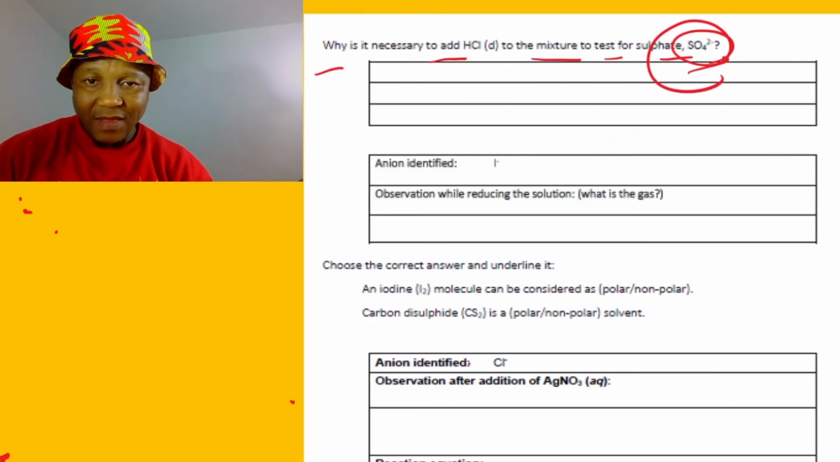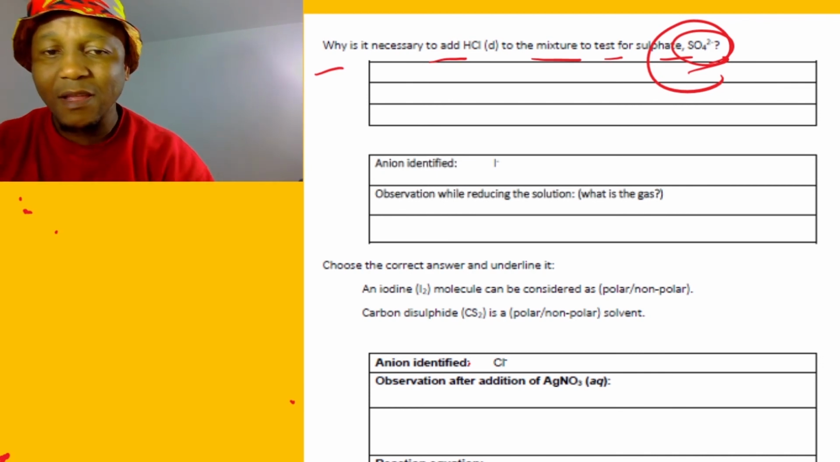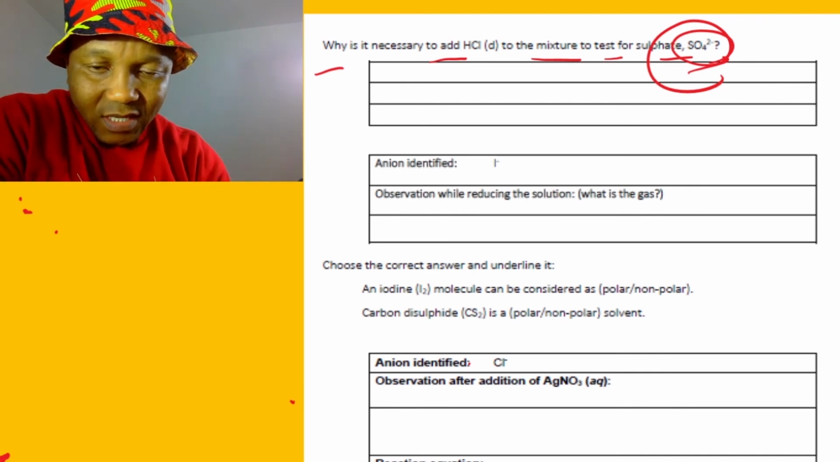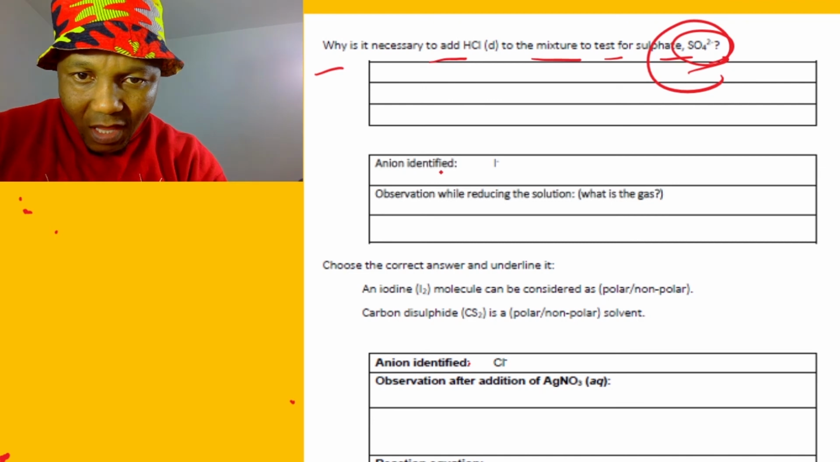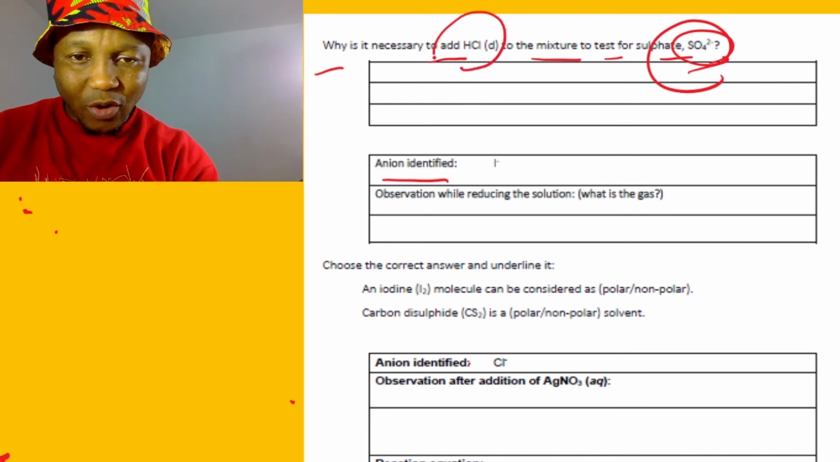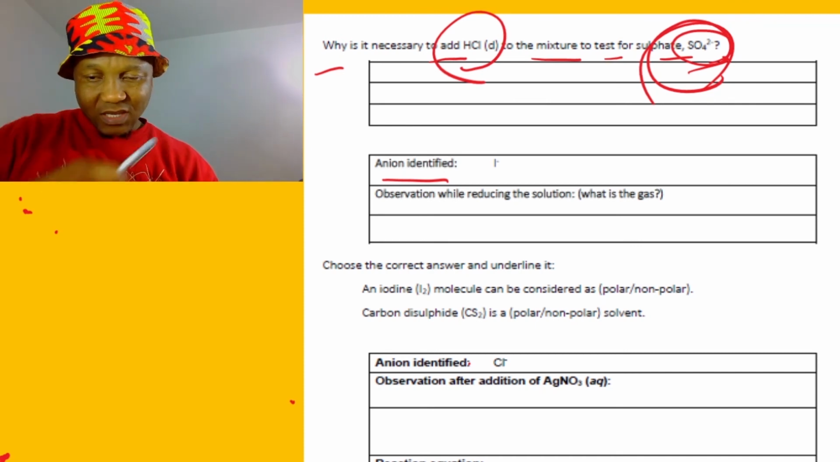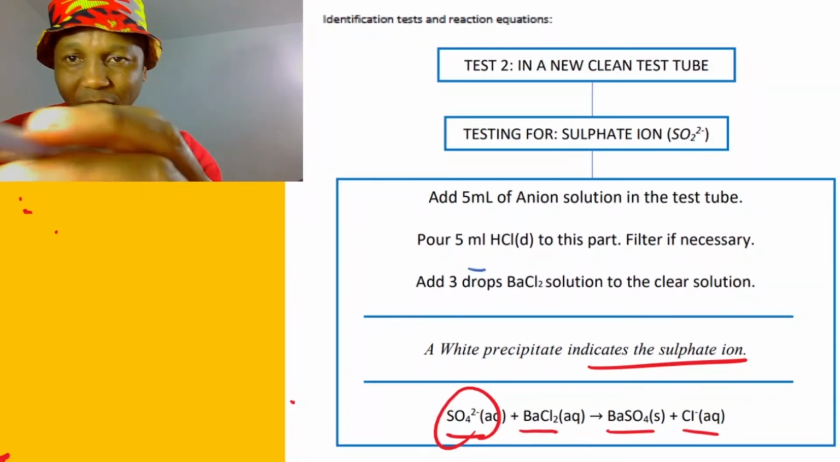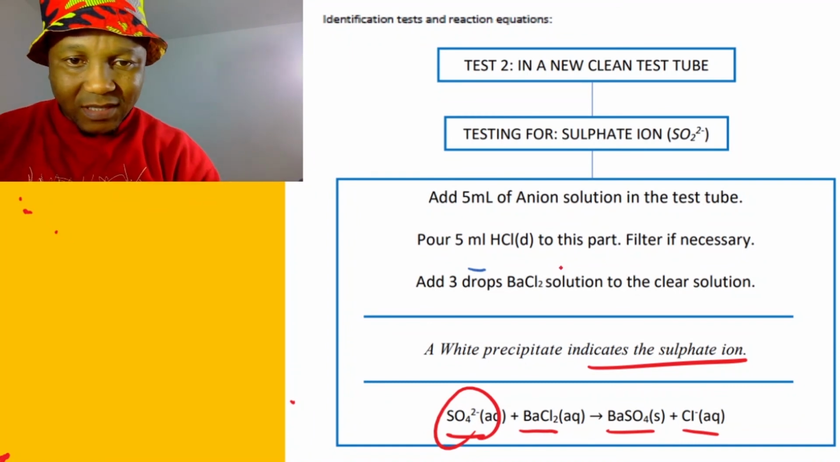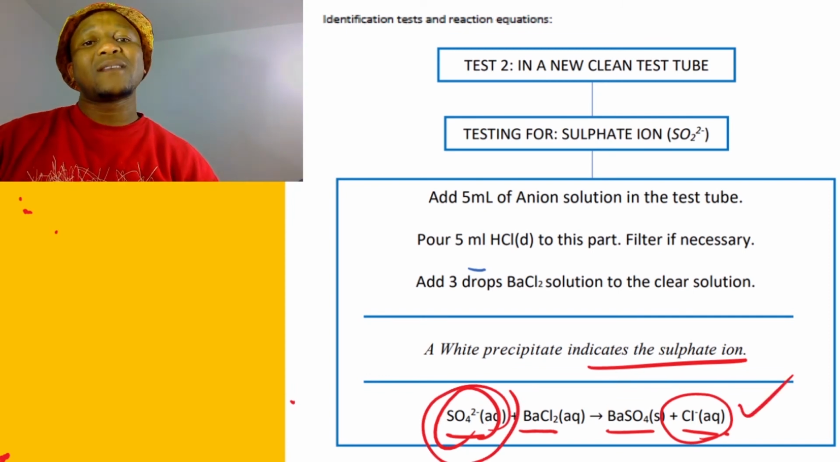If you look carefully here, they ask for anions which are identified. So anions identified is very easy for me. They say here, anions identified when you add hydrochloric acid and sulfate ions. In sulfate ions, which I just copied for you right here, these are the anions identified. Which anions? Chloride ion and sulfate ions. So I'll say chloride ions and sulfate ions.